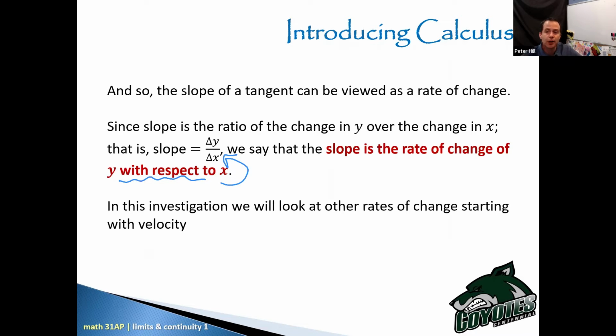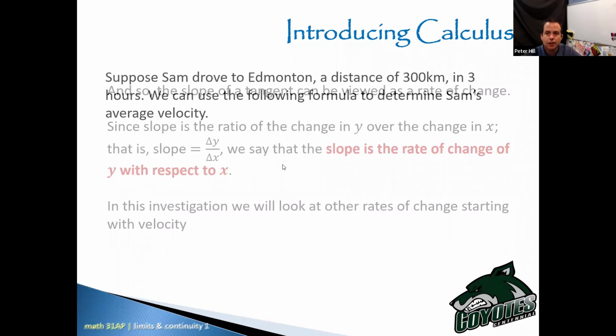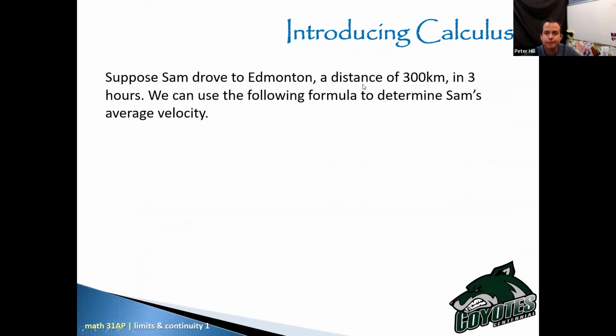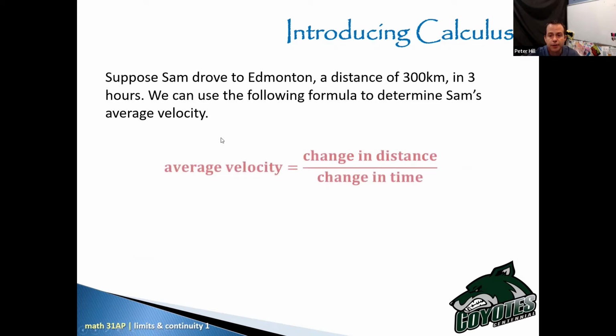Now we're going to walk through an investigation and look at changes in rates. I'm going to start with velocity. Here is my first little example. Suppose Sam drove to Edmonton, a distance of 300 kilometers in 3 hours. We can use the following formula to determine Sam's average velocity. Average velocity will be the change in distance divided by the change in time.